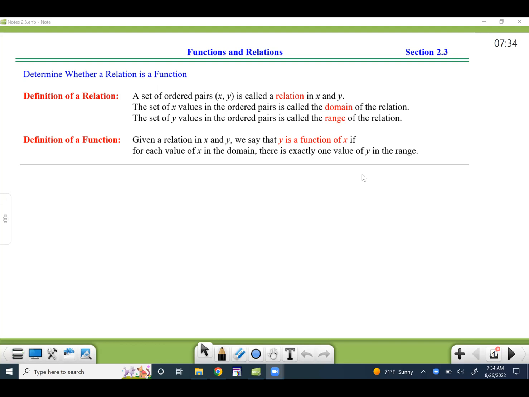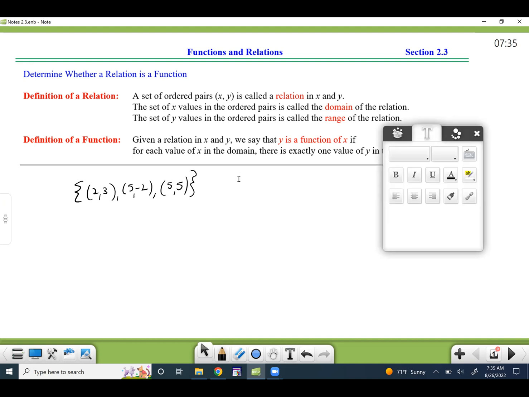So we're looking at 2-3 today, functions and relations. When we give you a set of ordered pairs, maybe something like this, any set of ordered pairs like this is going to be called a relation. So the difference between a relation and a function is the following.